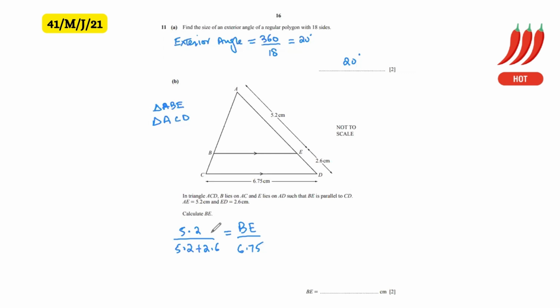So 5.2 plus 2.6 is 7.8. So 5.2 divided by 7.8 times 6.75. So 4.5 centimeters is BE. That is your answer.